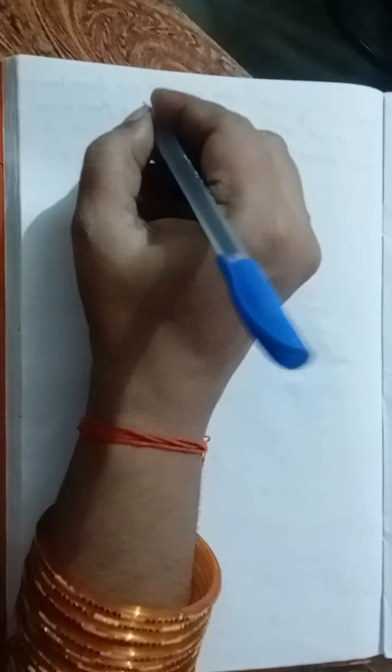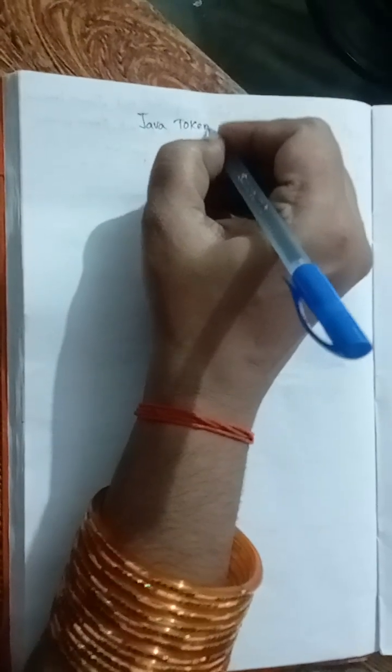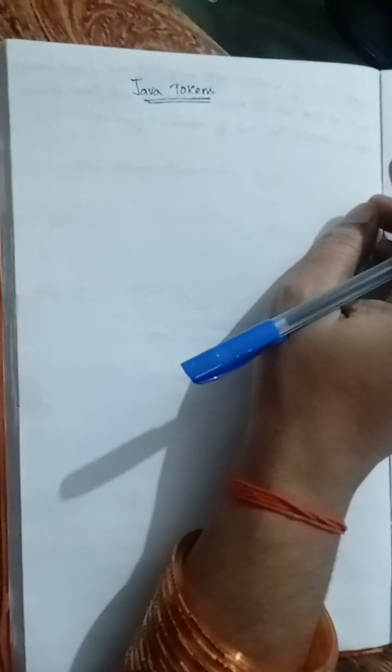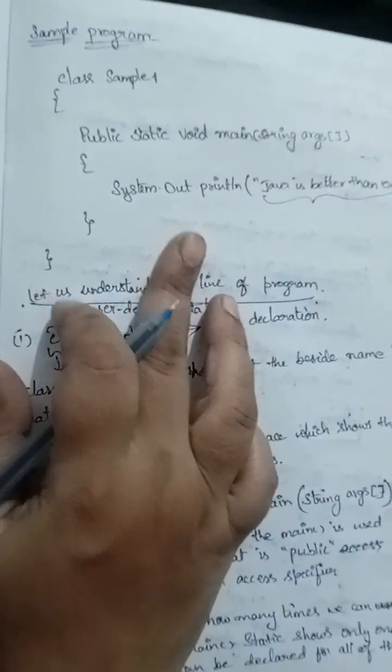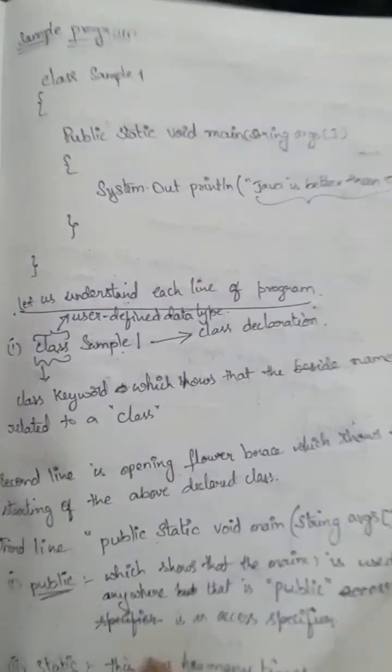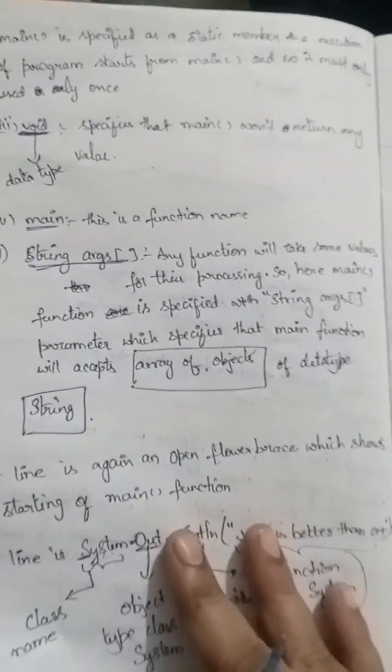Java tokens. In the previous video, we have seen an example program, this one, and the explanation about the program. Each line explanation is given. So now coming to Java tokens, the next topic relating to it.